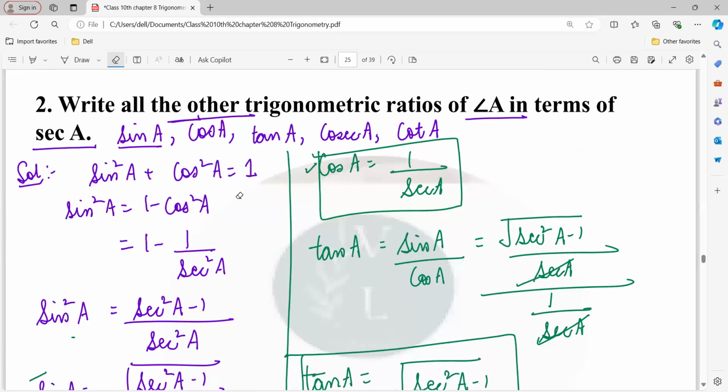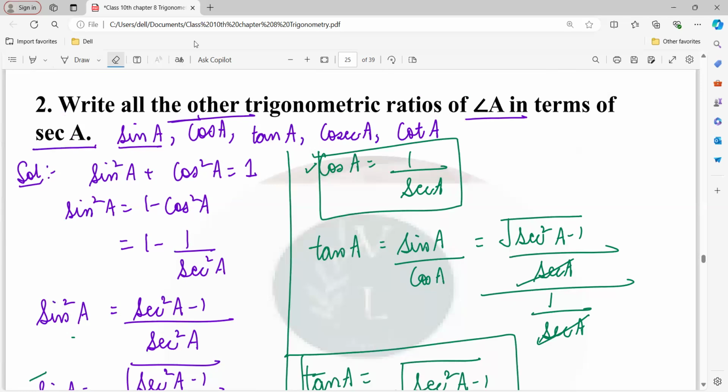Right. Okay, so let's revise it. So first of all, the question is to find all other trigonometric ratios of angle A in terms of secant A. We know there are 6 trigonometric ratios. We need to find the values of 5 trigonometric ratios, that is except secant, in terms of secant A. So we need to find the value of sine A in terms of secant A, cos A in terms of secant A, tan in terms of secant, and cosecant and cot in terms of secant.